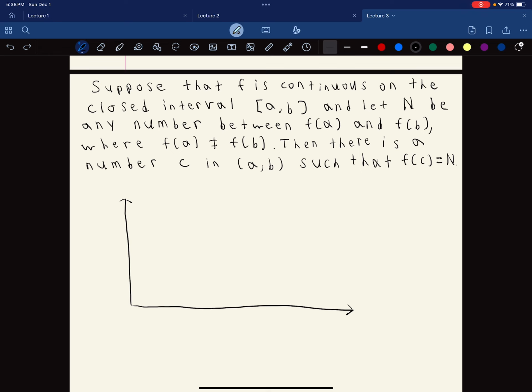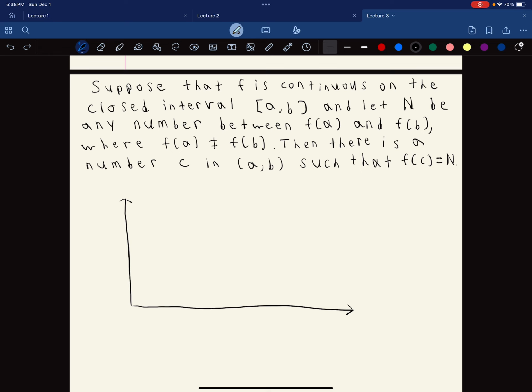So the intermediate value theorem states the following. Suppose that f is continuous on the closed interval [a, b], and let n be any number between f(a) and f(b), where f(a) cannot equal f(b). Then there exists a number c in the interval [a, b] such that f(c) is equal to n. Now, that may seem complicated at first, but I'm telling you it's very easy, and I'm going to explain using a diagram because I feel it'll be easier to understand.